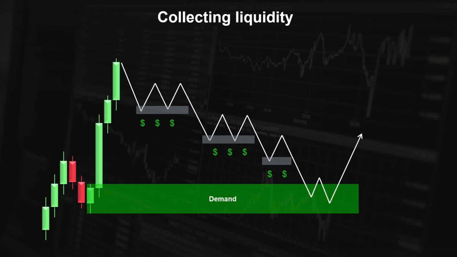With all that being said, forming liquidity grab patterns inside the supply and demand zones are great confirmations for short-term market structure shifts. After the formation of liquidity grab patterns, the market will move towards the liquidity zones on the other side.